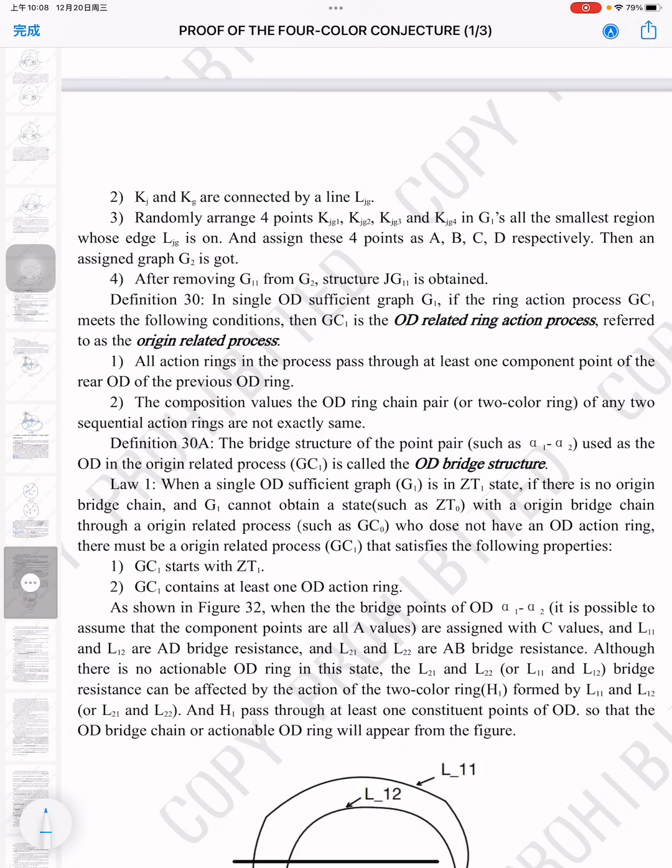Definition 30. In a single OD sufficient graph G1, if the ring action process GC1 meets the following conditions, then GC1 is the OD-related ring action process, referred to as the origin-related process. 1. All action rings in the process pass through at least one component point of the real OD of the previous OD ring. 2. The composition values of the OD ring, chain pair, or two-color ring, or any two sequential action rings are not exactly the same.